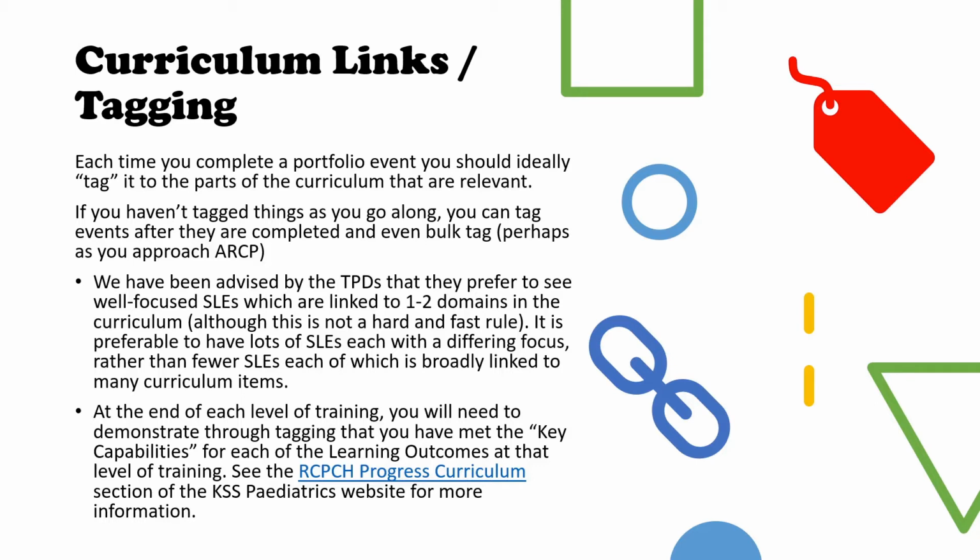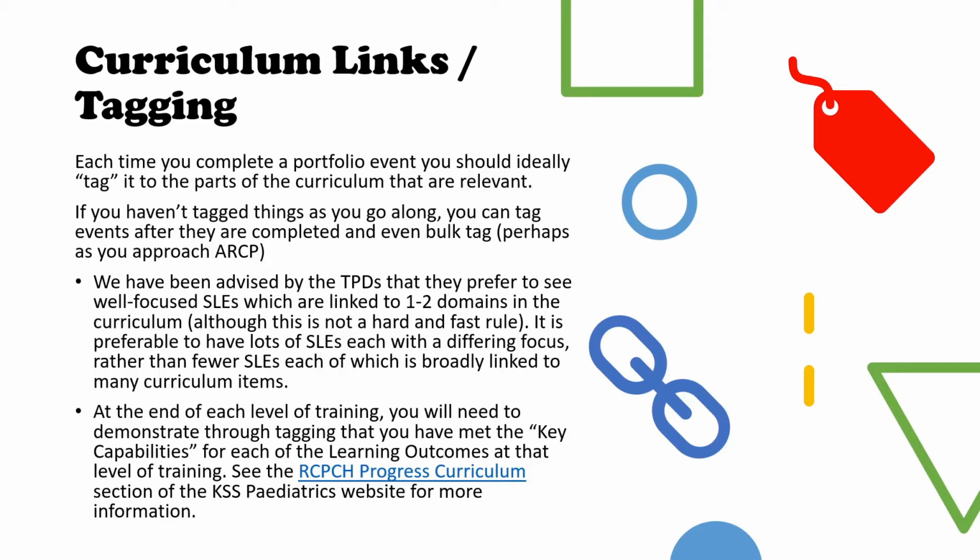We've been advised by the training program directors that they prefer to see well-focused learning events which are linked to 1 to 2 domains in the curriculum, but this is not a hard and fast rule, and it's preferable to have events with a differing focus rather than just a few learning events which are broadly linked to many curriculum domains. At the end of each training level, you also need to demonstrate that you have met all of the key capabilities through tagging those learning events at that level of training.